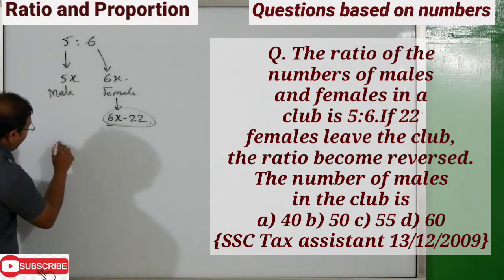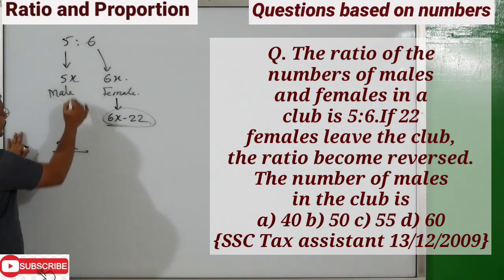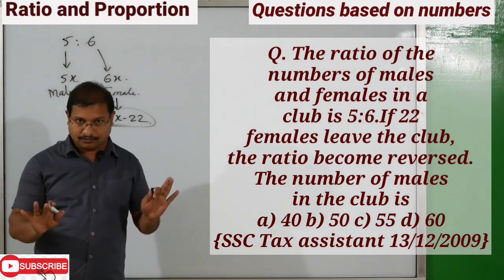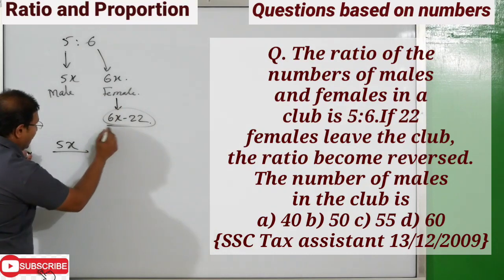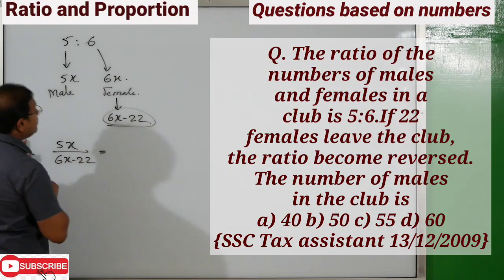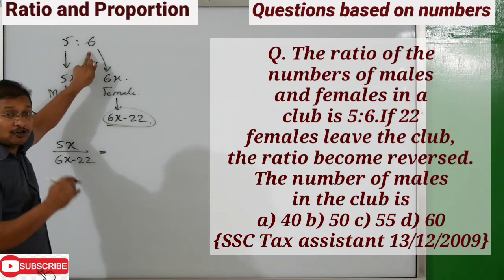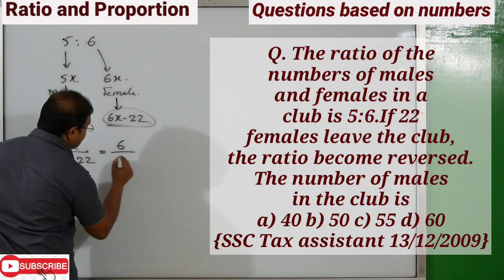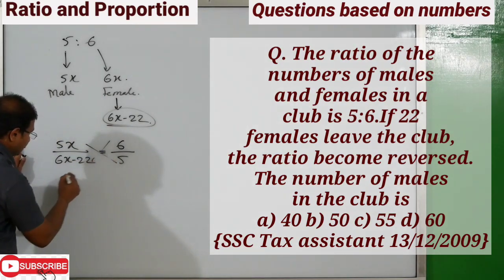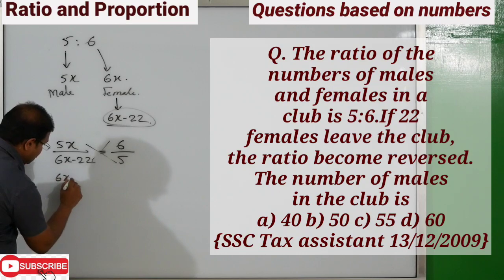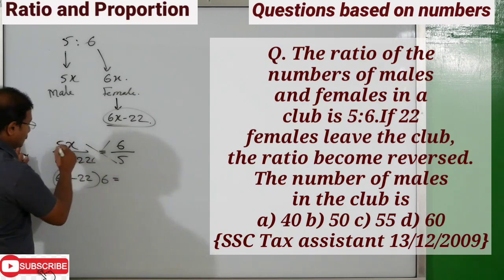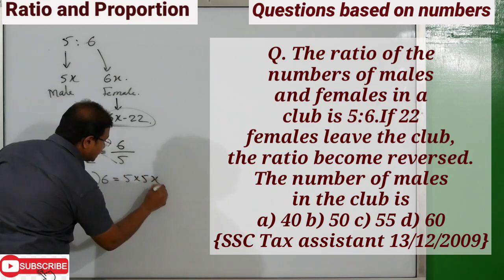The ratio between male and female: 5x is already there, because the male number is not changed. That is 5x. But of course the female number is now 6x minus 22 equals, now it will not be 5:6, it will be 6:5. That means 6/5. Let's cross multiply. That means what will happen? These two: 6x minus 22 into 6 equals 5 into 5x.